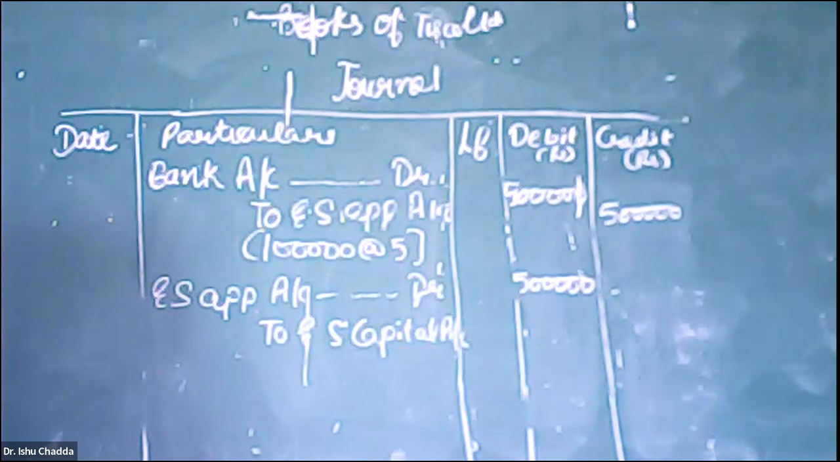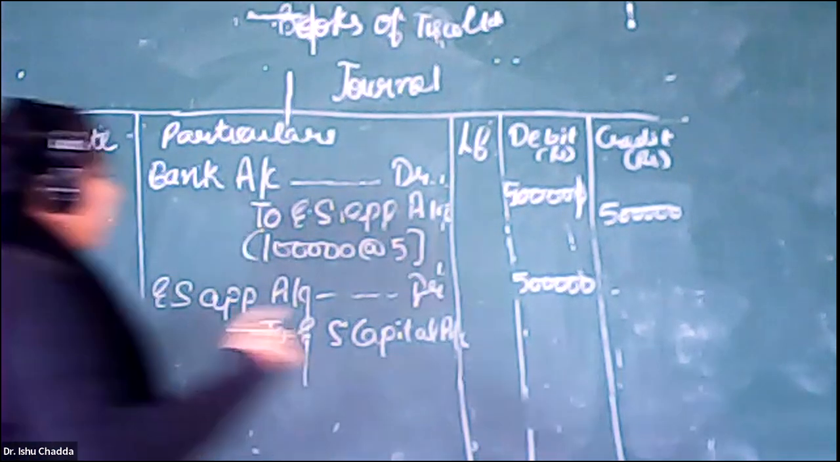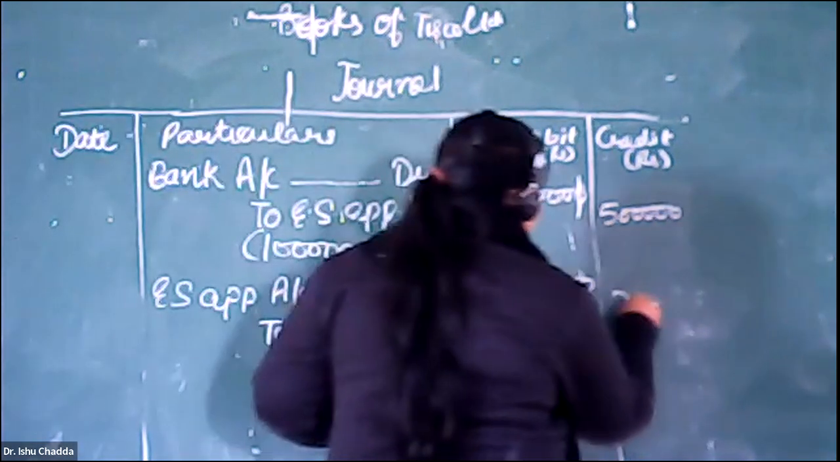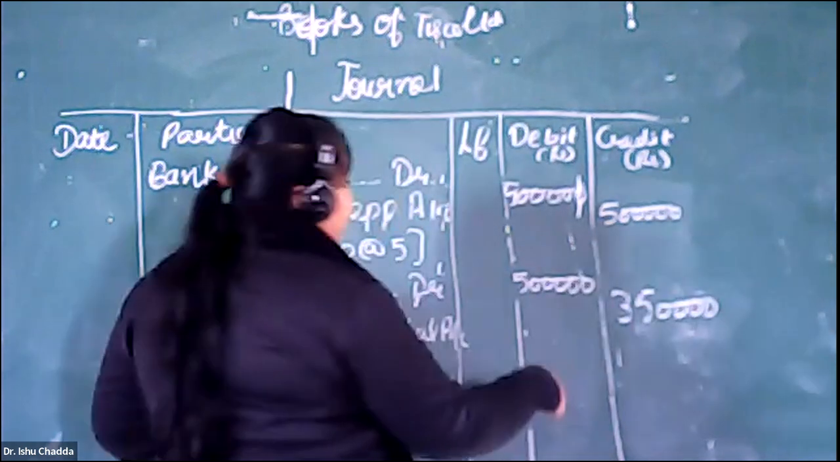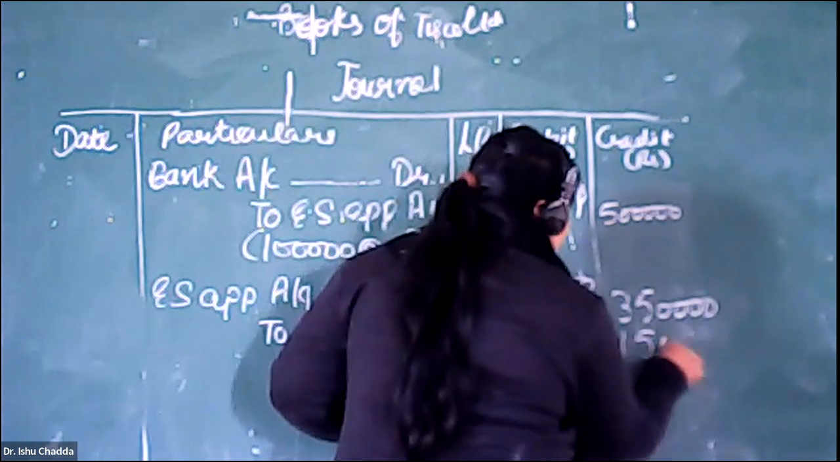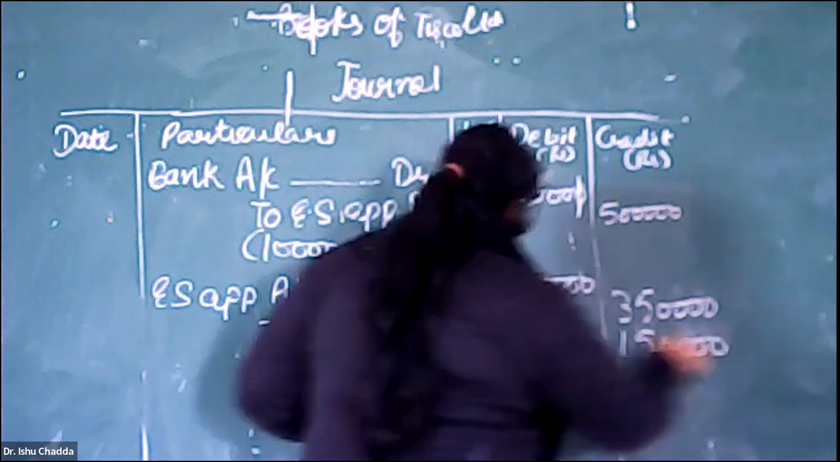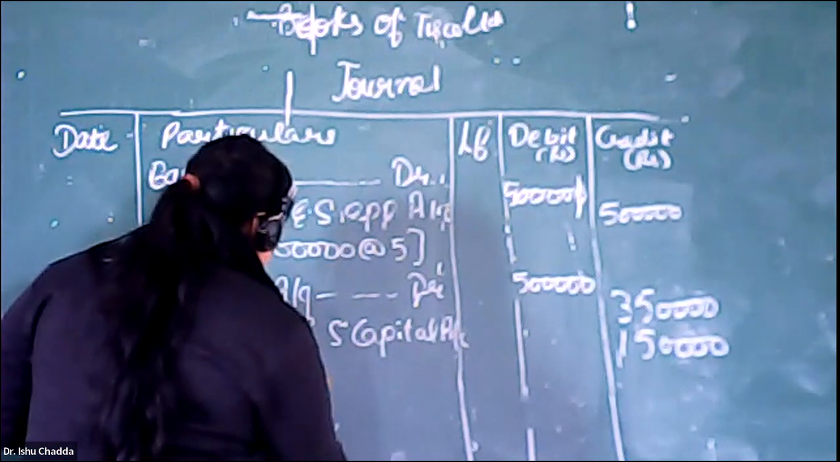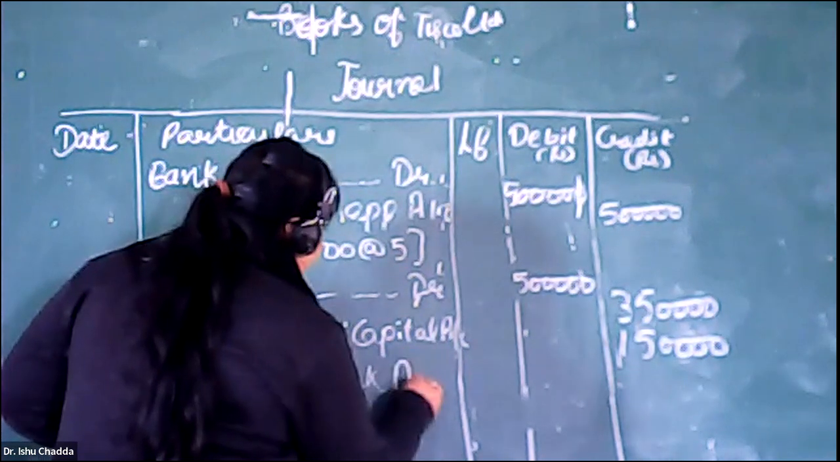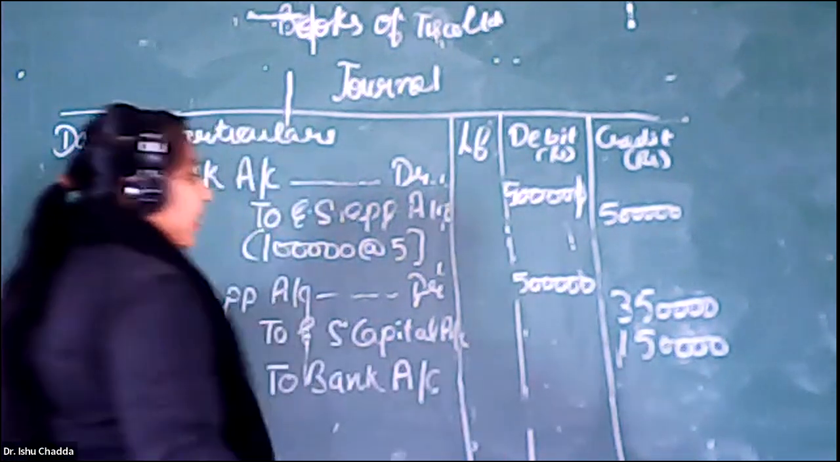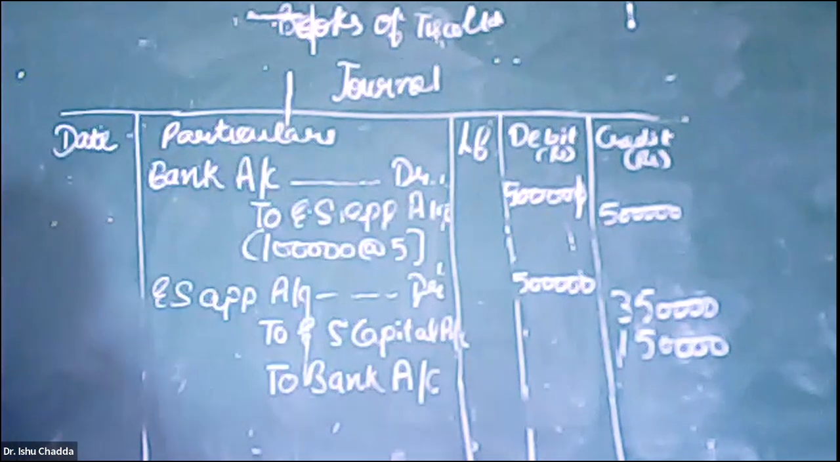What you have actually received is for 1 lakh shares, but you allotted 70,000 equity shares. So the entry will be 70,000 into 5, that becomes 3 lakh 50,000, and the rest amount of 1 lakh 50,000 will be refunded back to the share applicants through the bank account, because they have rejected 30,000 equity shares and refunded the amount.